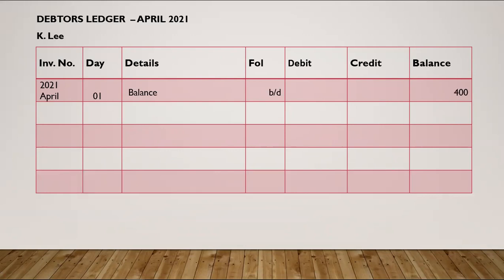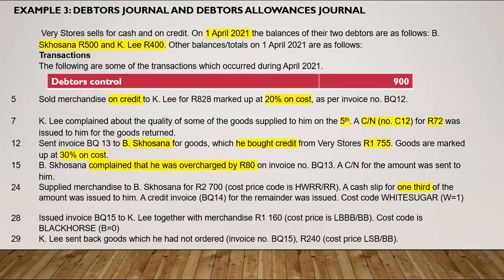Okay, let's start with the first transaction. It says that we sold merchandise on credit to Kaylee for 828, but it was marked up at 20% on cost. Now note that this transaction will be recorded in the debtor's journal, which is the DJ. But we are missing one thing. We are missing the cost price. How do we calculate the cost price here?